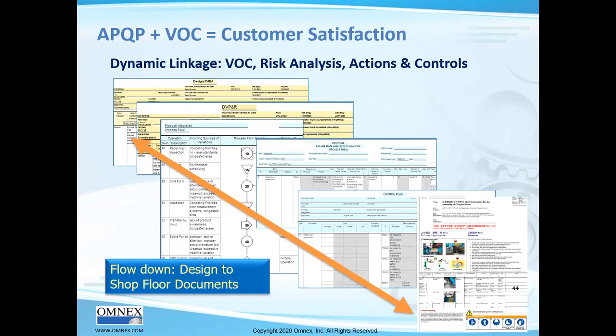So APQP, like I said, starts with the voice of the customer. And you can see how it flows through design FMEA, your DVP&R, your process flow diagram, and then feeds directly into your process FMEA, your control plan, and straight down to your work instruction. This makes it so everybody in the organization that has anything to do with your product realization process understands all the requirements, and it's very easy to communicate those all the way through.